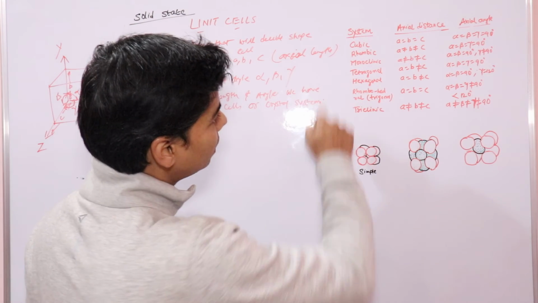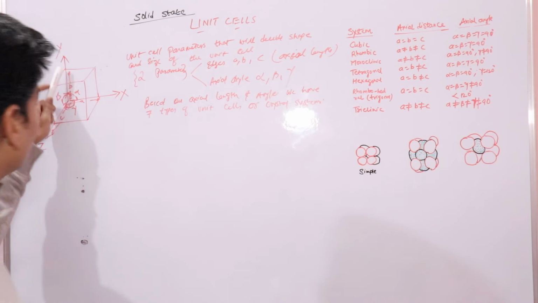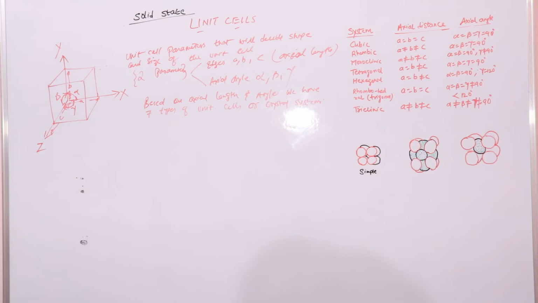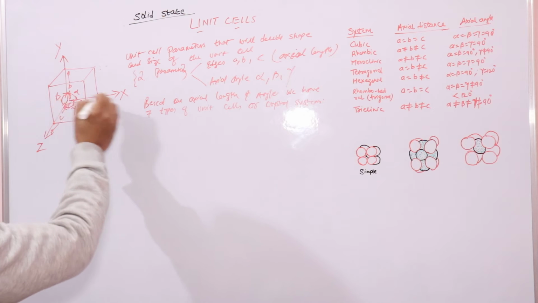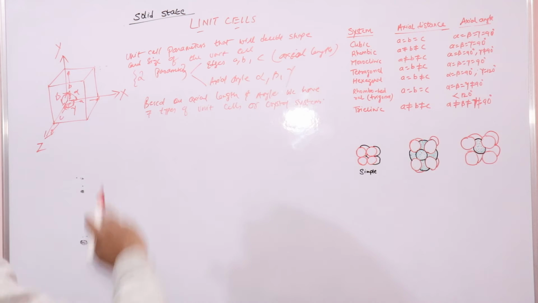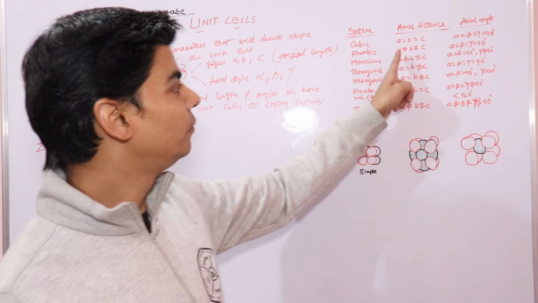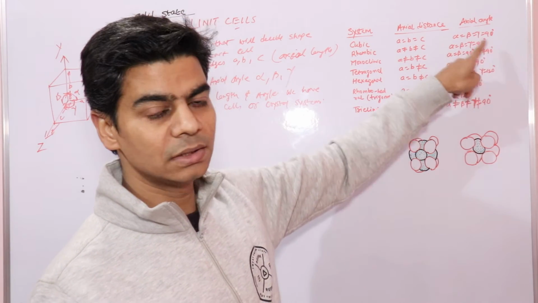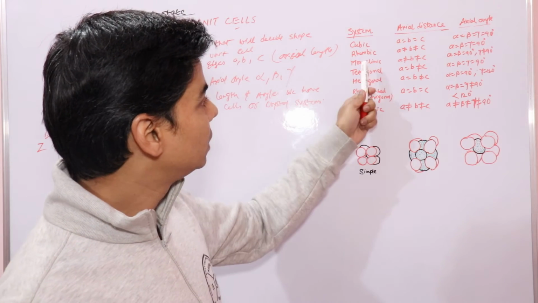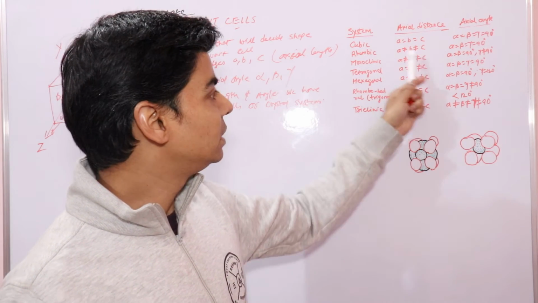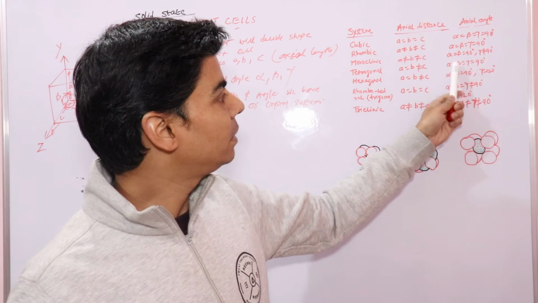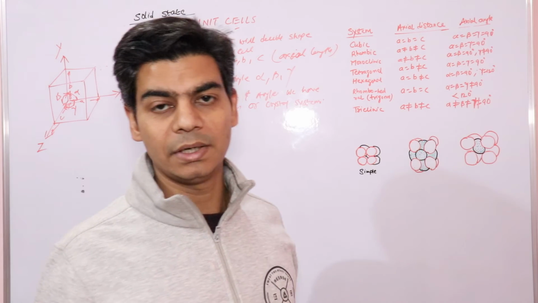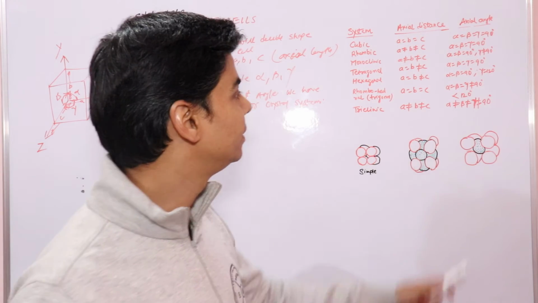You can see that in the first one, cubic, all the axial lengths are equal, and all the angles, alpha, beta, gamma, are 90 degrees. That means the axial lengths are perpendicular in the first case. The second case is rhombic, where all three axial lengths are not equal, but all the angles are 90 degrees. The third one is monoclinic, in which the axial lengths are not equal, and two of the axial angles are equal to 90 degrees. The third one is not equal to 90 degrees, maybe more or less than 90 degrees.